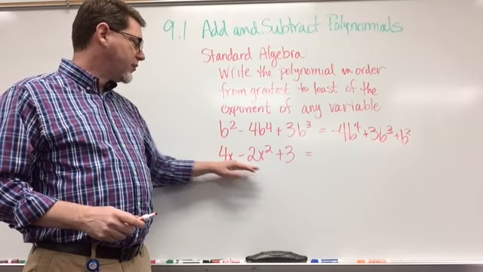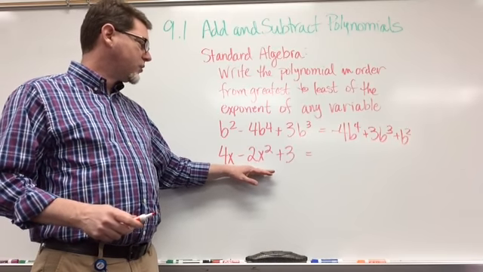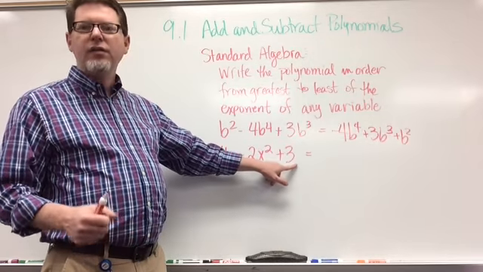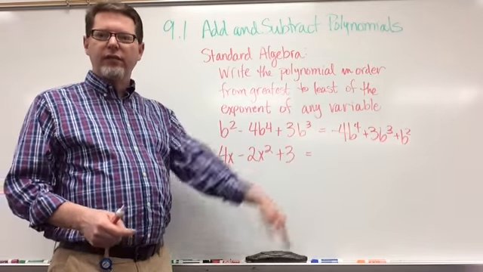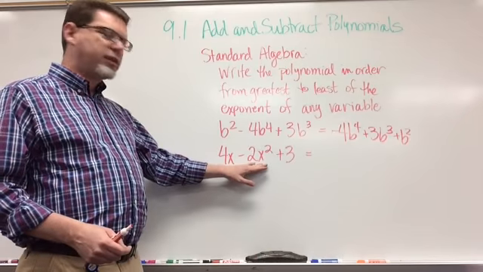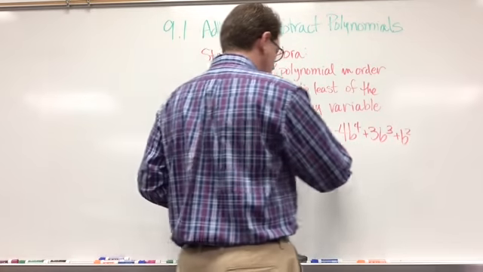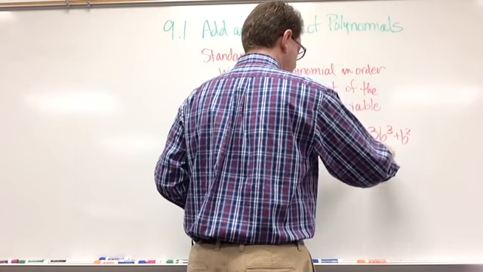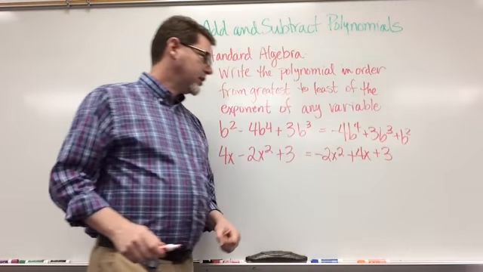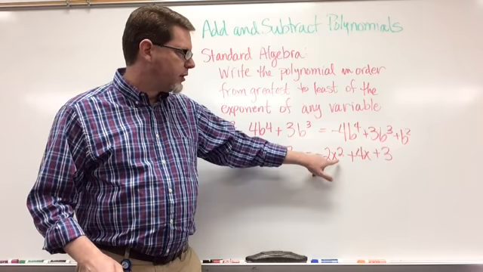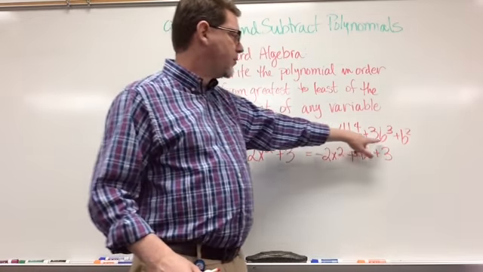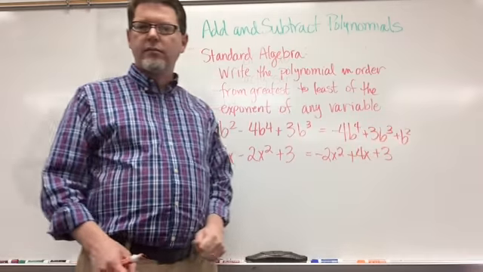So here with the second one, 4x minus 2x squared plus 3, notice that 3 doesn't have a variable, so it's going to go at the very end. And we're going to start with negative 2x squared. So that would be negative 2x squared plus 4x plus 3. So I went in order with my variable, x squared, x, no x. B to the fourth, b to the third, b squared.